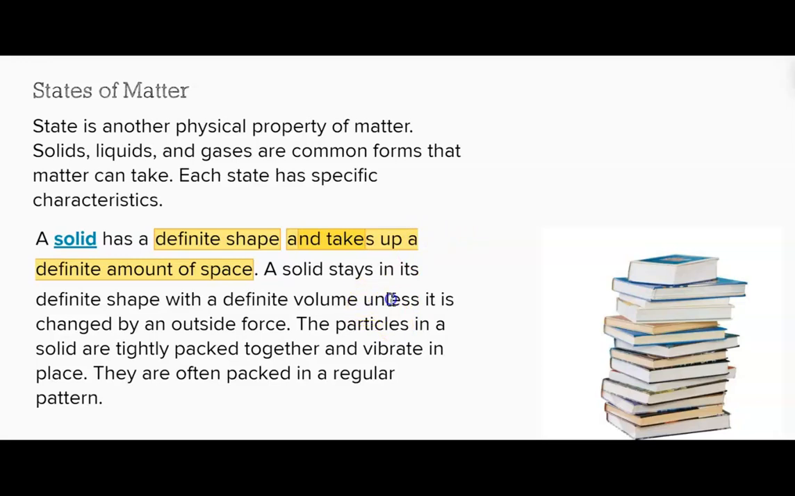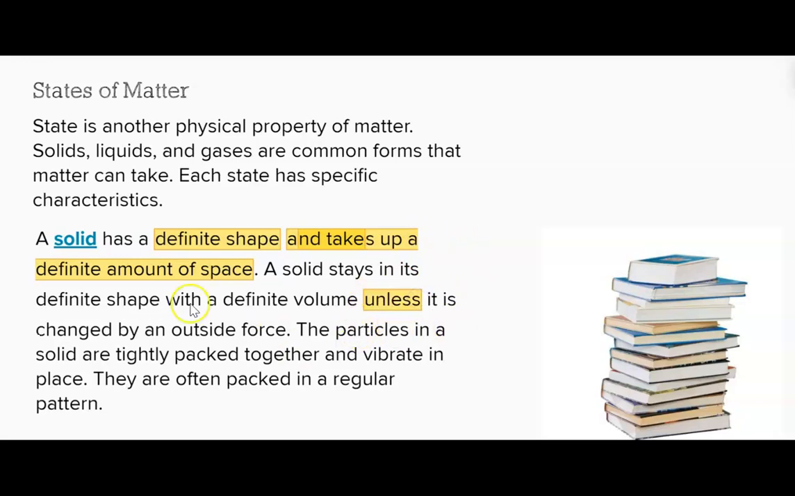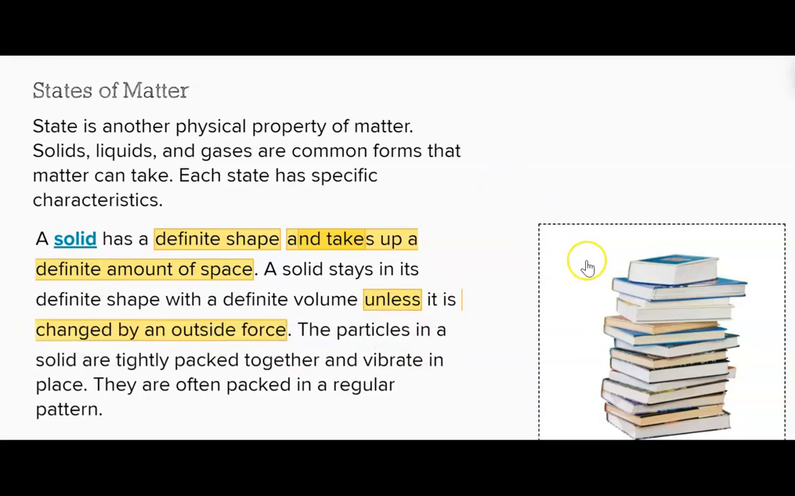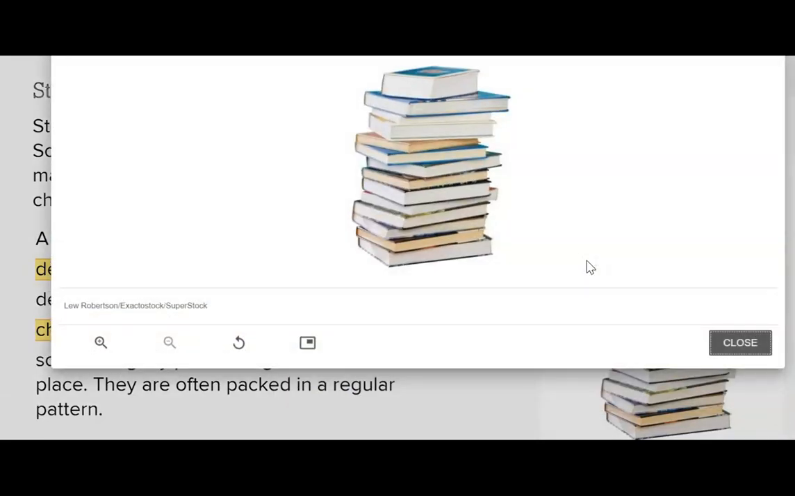Highlight for me the word unless, changed by an outside force. What does this mean? Go to the picture again. The picture is inside your textbook, by the way. It's the same picture. If I do not pick any of these books, or I do not destroy any of these books, or do not touch it at all, it will stay the same, right?